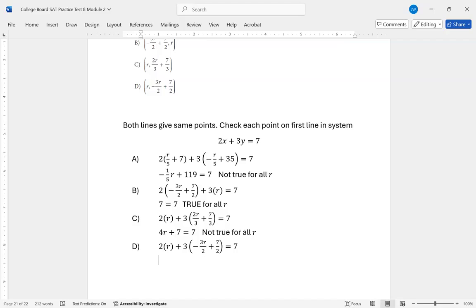Now, it turns out that when you simplify this, you end up with a bunch of ugly numbers. You get negative 2.5 times r plus 10.5 is set equal to 7. And that's obviously not true for all r either.